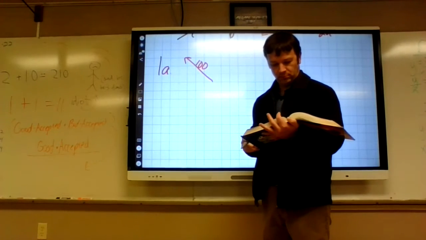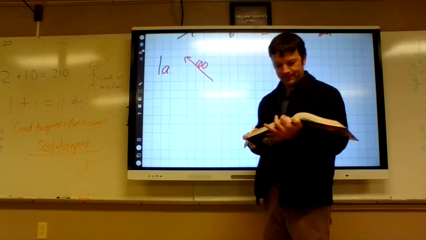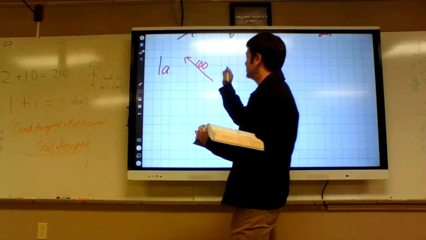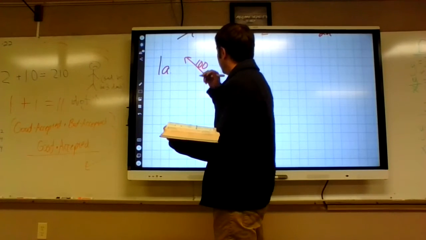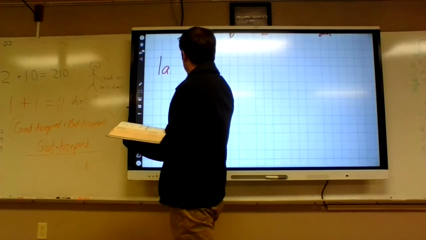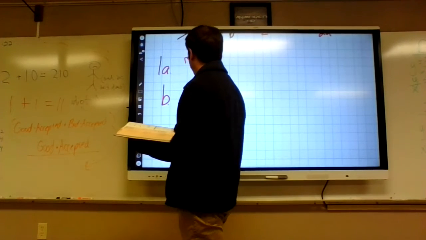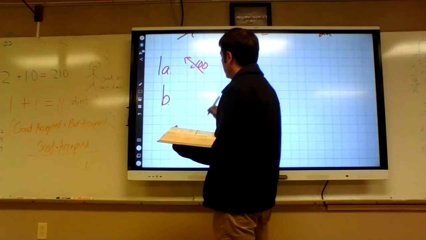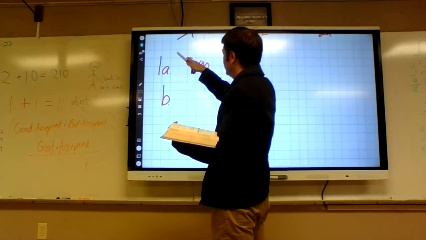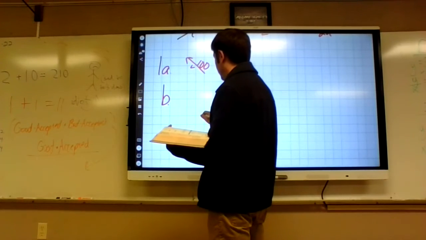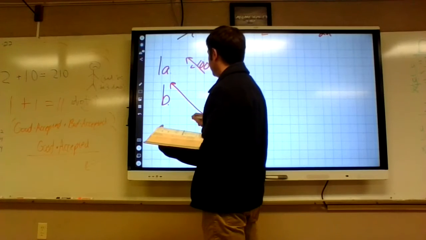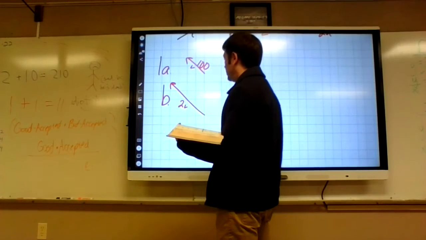It doesn't matter how long it is now. Oh, probably don't want to make it that big because B is 2V. So this is vector V, so what would 2V look like? Double that. Twice as long. So if I go 2 squares, I need to go 4 squares on this one. There we go. 2V.